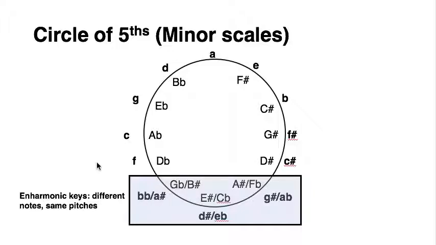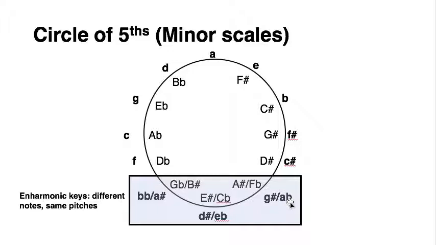And just like we had previously observed in the major circle of fifths, here with the minor scales, we have these 3 bottom spots of the circle of fifths that are occupied each by 2 different scales, one with flats and one with sharps. Right? These scales, when played, sound the same. They have different notes, but they sound the same. So G sharp minor and A flat minor sound the same.